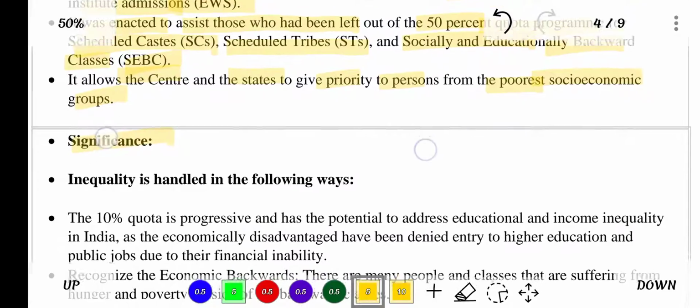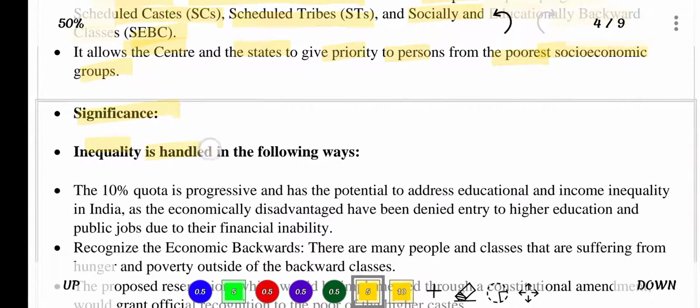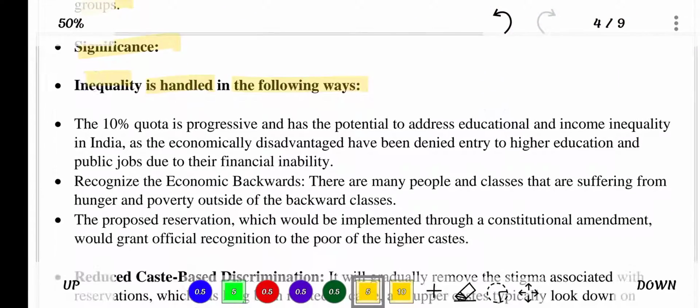So significance includes: inequality is handled in the following ways. The 10% quota is progressive and has the potential to address educational and income inequality in India, as the economically disadvantaged have been denied entry to higher education and public jobs due to their financial inability.